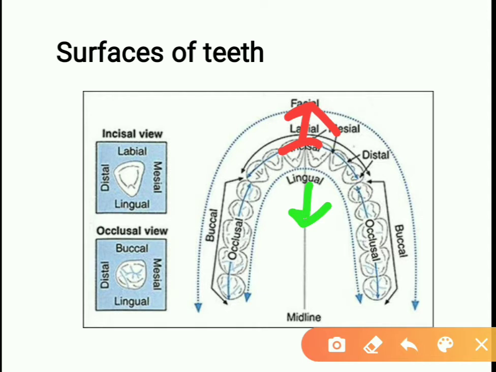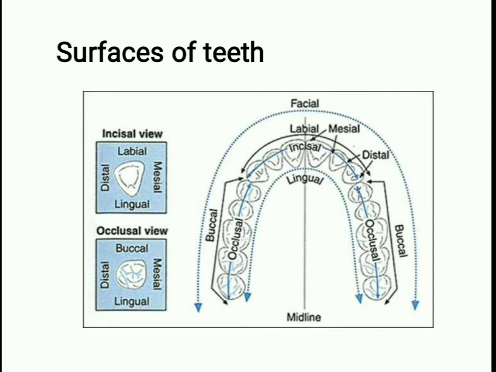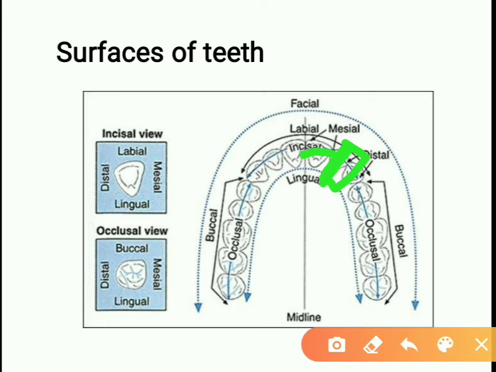Okay, so now you have to know what the mesial and distal surfaces are. This is a midline which is drawn from the middle between the 2 central incisors. Okay, this is a lateral incisor. As you can see, the surface of the tooth which faces the midline is known as the mesial surface, and the surface which faces towards the posterior is known as the distal surface.